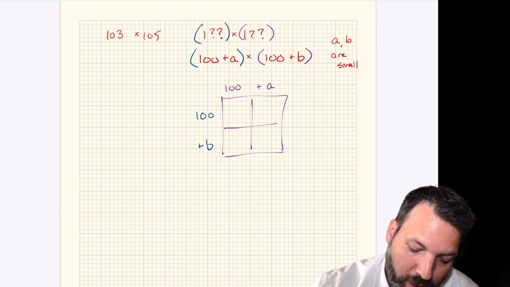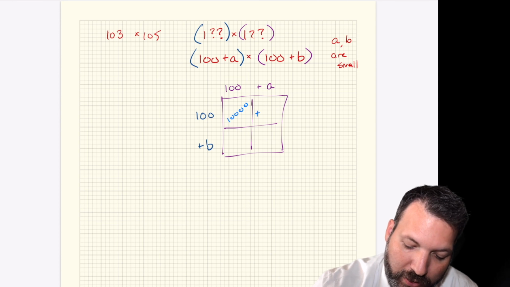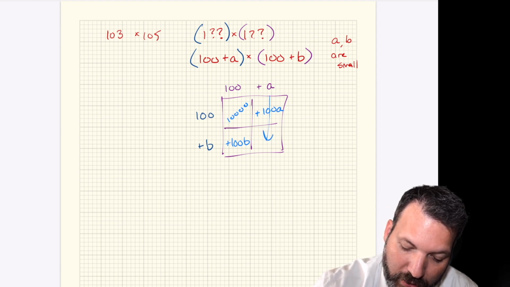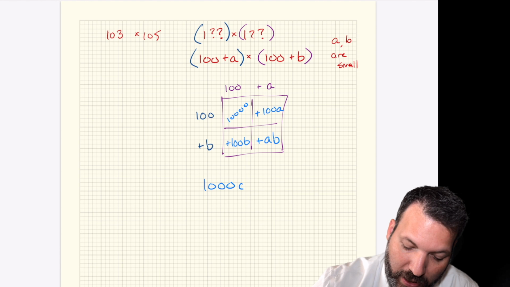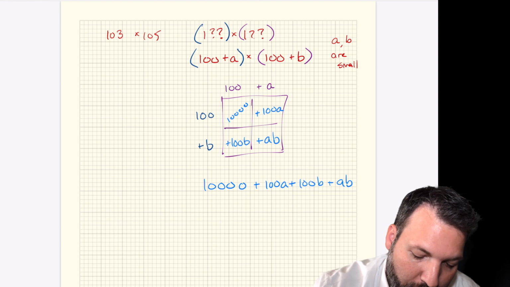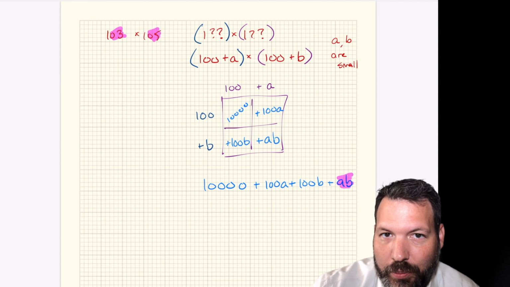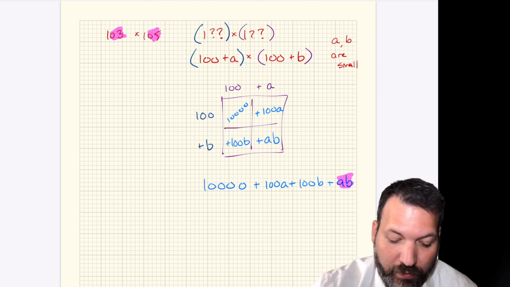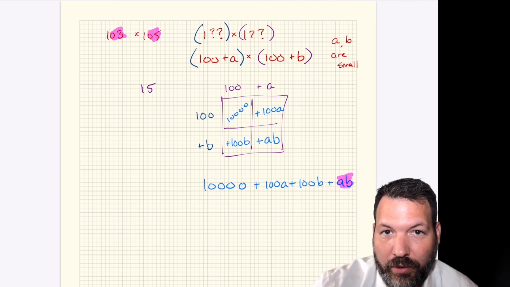Well, we know, of course, 100 times 100 is 10,000. So that's where we get the 10,000 from. 100 times a would be plus 100a. 100 times b would be plus 100b. And then a times b, remember we're finding the products in these different boxes, a times b is just ab. So if we write this out, we get 10,000 plus 100a plus 100b plus ab. Now if you're remembering the trick, 3 times the 5, that's that product ab. So that's why it's ending in 15. For 103 times 105, that's why we end up with a 15 at the end of that particular answer.